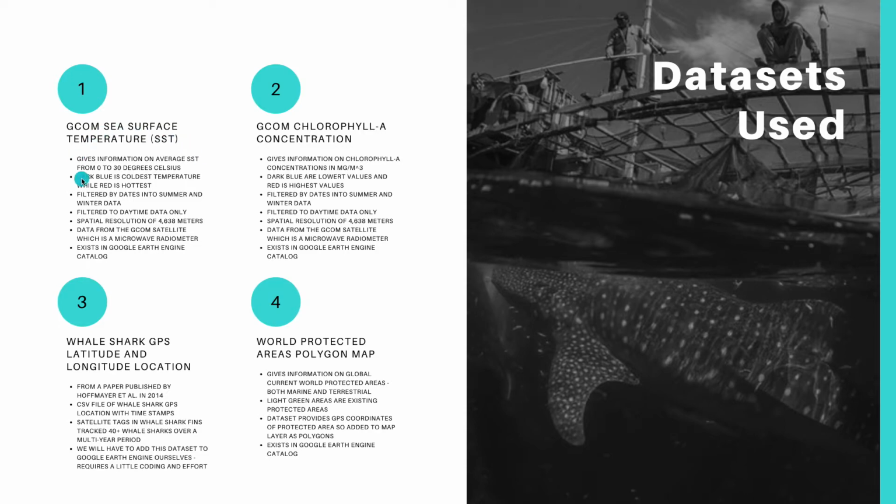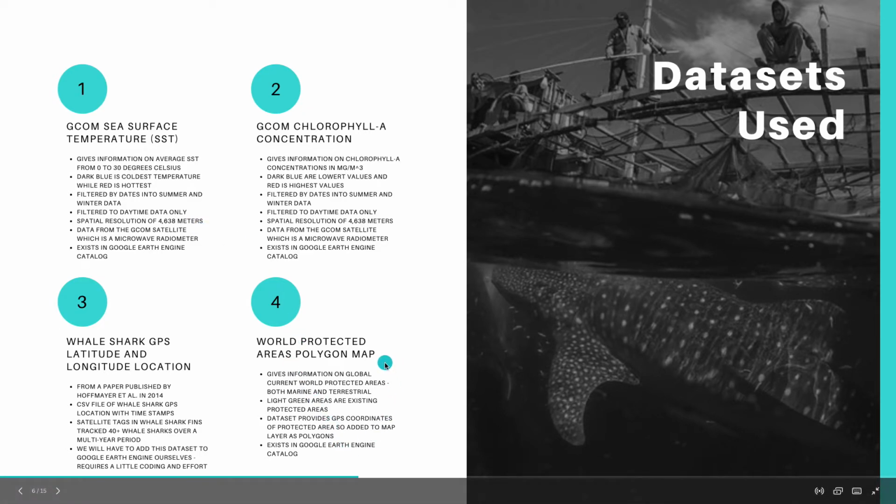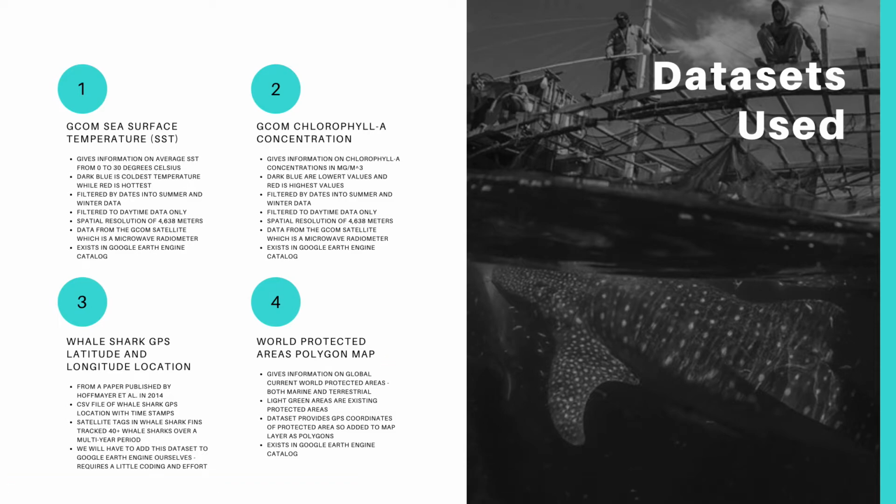And again, I already told you about the dark blue to red and what those mean, and both of these I have you filter into summer data and winter data, and have you filter to daytime only, because satellites are taking images 24 hours a day, but we want to look at only the daytime images. And then the World Protected Polygon Map is a data set that uses the latitude and longitude points of boundaries of existing protected areas, and it maps it as polygons so we can visualize protected areas as a map layer.